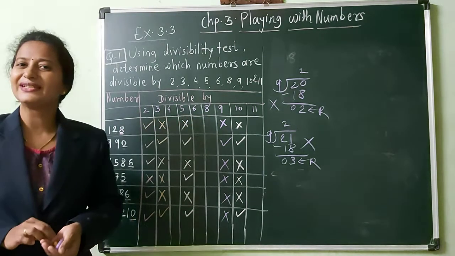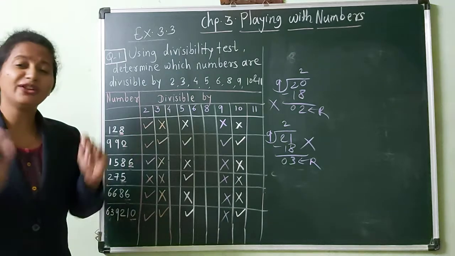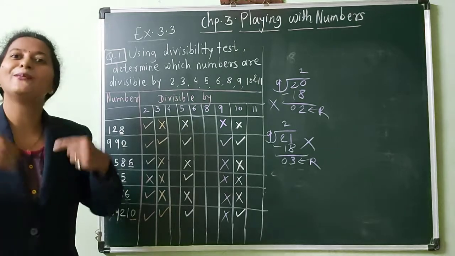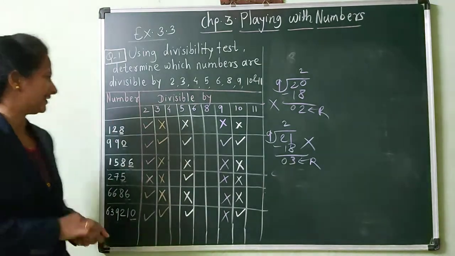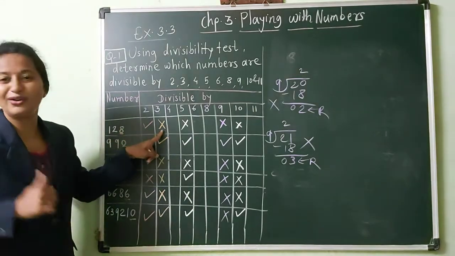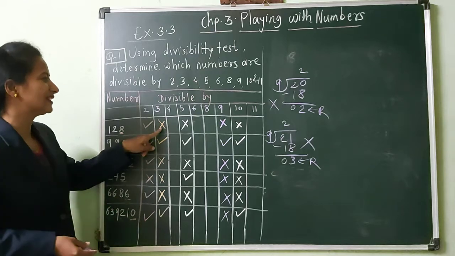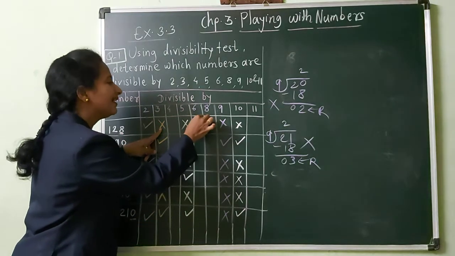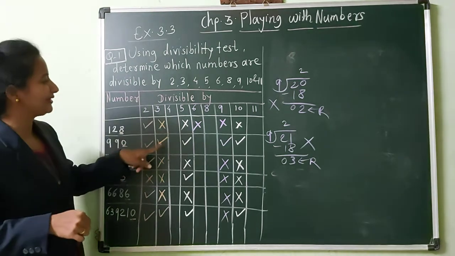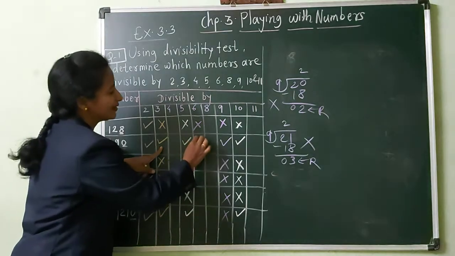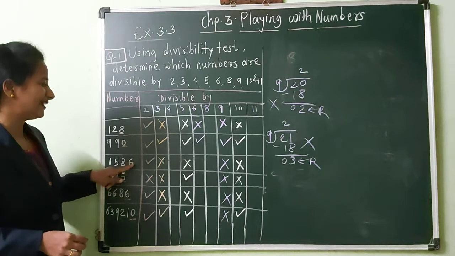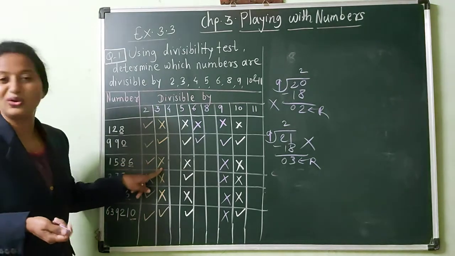Now the divisibility test for 6. What is the rule? If the given number is divisible by 2 as well as 3. If that number is divisible by both numbers, then that number is divisible by 6. Now check which numbers. See, the first number 128 is divisible by 2 but not by 3. So of course this number is not divisible by 6. See now, 990 is divisible by 2 as well as by 3. So of course this number is divisible by 6. Then the next number, 1586, is divisible by 2 but not by 3.